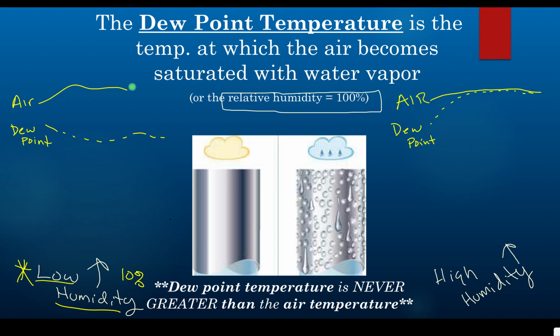Now, on the other side of the spectrum, if the air temperature is a lot higher than the dew point temperature, we see a large change here, we would have a low humidity, meaning it's probably dry out. Again, the dew point temperature is the temperature at which dew will form, meaning water vapor will condense. We can never have a dew point temperature greater than the air temperature. They can only be the same, and when they are the same, the humidity is 100%.